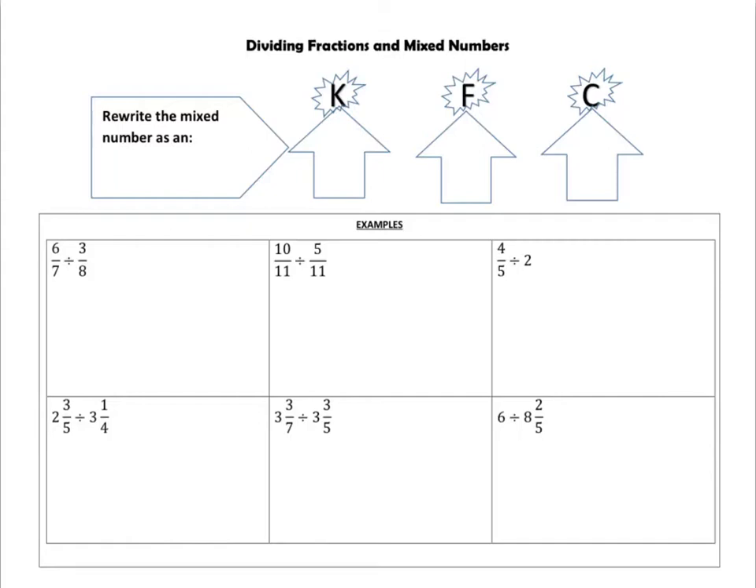With division, we're going to add a step, but we'll start at the very beginning, and that is to rewrite the mixed number as an improper fraction. So that is something we were familiar with from yesterday.